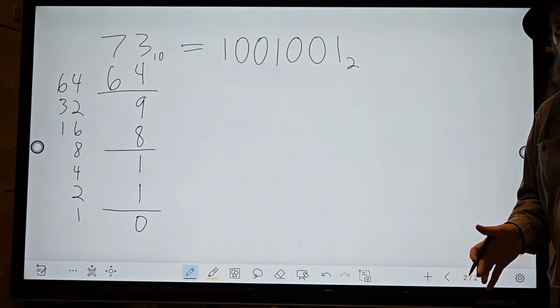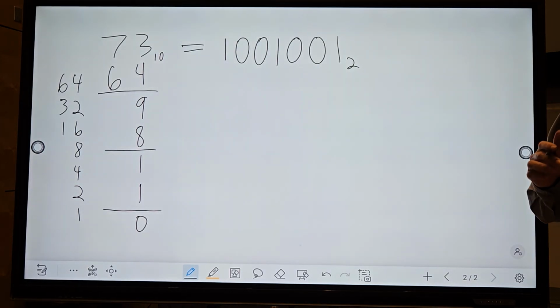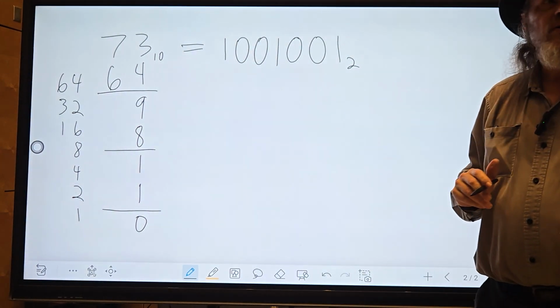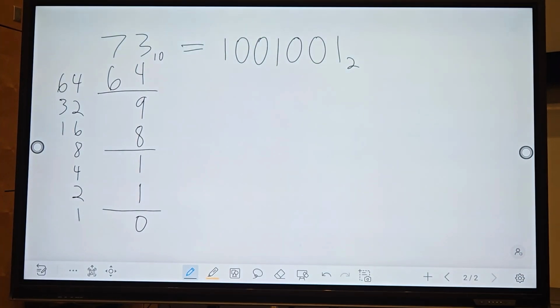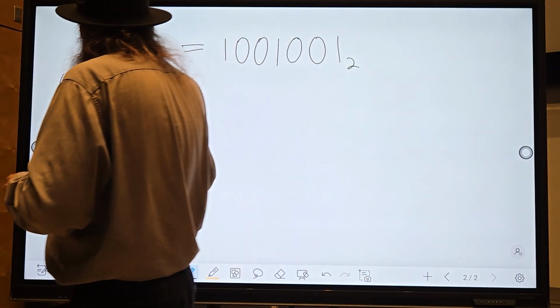Where people get tripped up a little bit is when you get to negative numbers. Computer lines will have 1s and 0s. A line is either high or low. High is a 1, low is a 0. So they can carry the ones and zeros, but they can't carry a sign like plus or minus. So a negative number in binary, let's go ahead and do my negative 73.